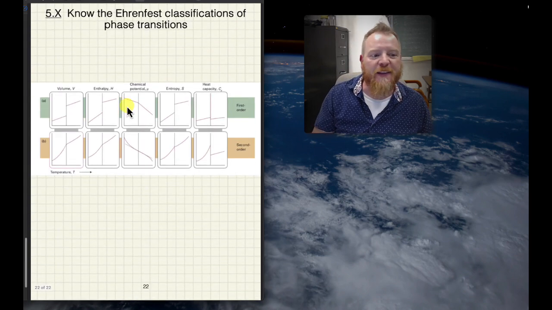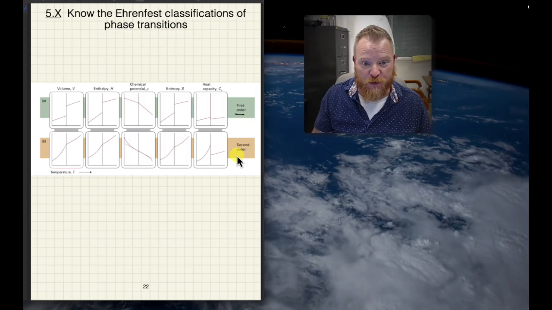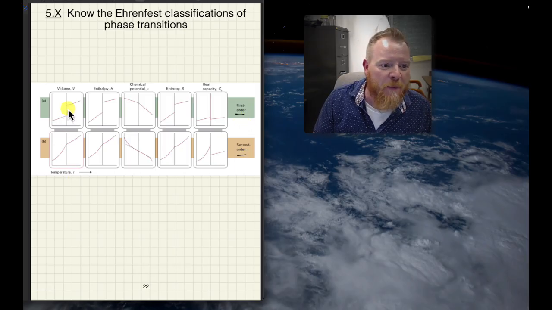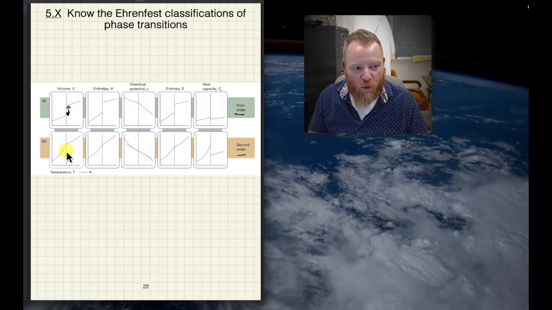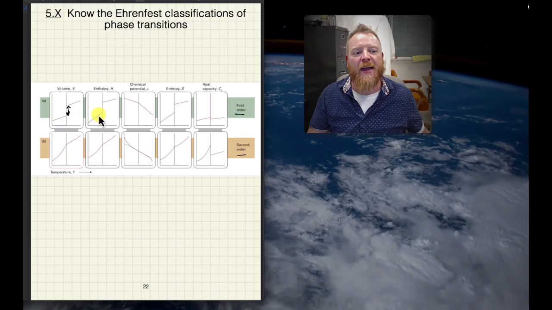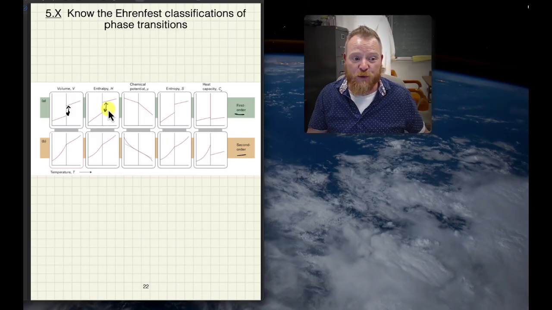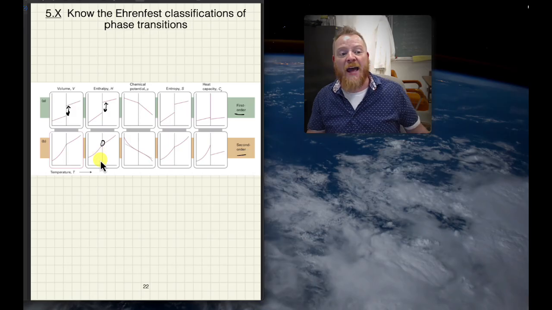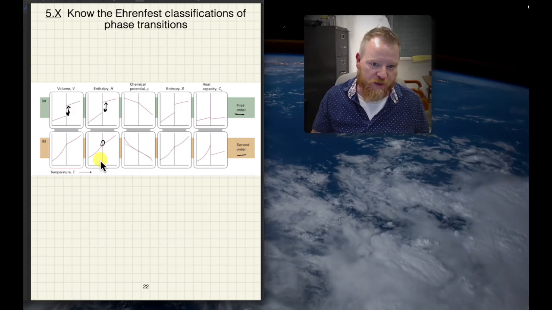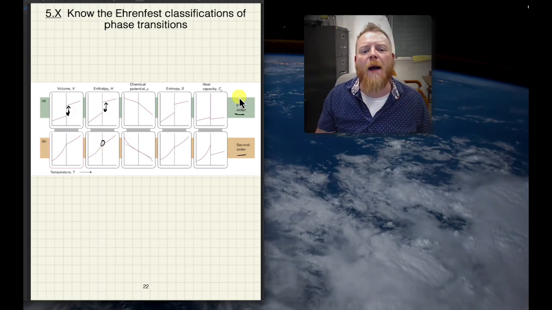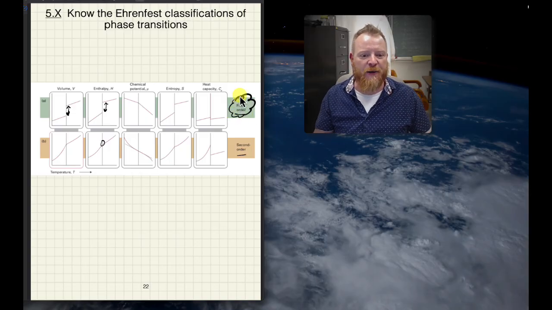And now if we look at them together here, comparing the first order to the second order, we can see those big differences, right? In the first order, there was that large jump in volume where we don't see that in the second order. And similarly, we have a latent heat in the first order phase transitions, but no latent heat in the second order phase transitions, okay? So we'll more commonly see first order phase transitions, right, in your day-to-day experiences.